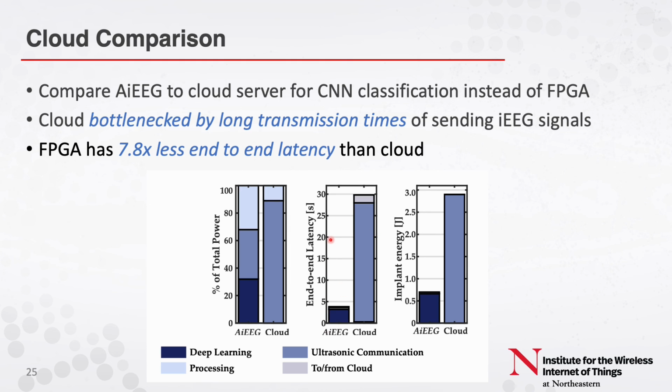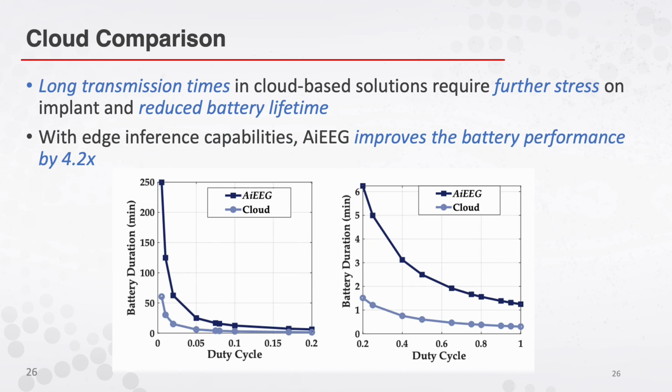So here we plot the end-to-end latency of doing the classification on the edge as opposed to on the cloud, and we see that the cloud is bottlenecked by the long transmission times of sending the raw intracranial EEG data through an intra-body method such as ultrasonic communication, and furthermore takes a lot more energy because of this same reason. This is further reinforced with this picture on the bottom here, which plots the battery duration as a function of duty cycle, where a duty cycle is the fraction of time it'll take for the CNN to execute. And we can see that AiEEG has a lot longer battery duration and improves the battery performance by 4.2 times.